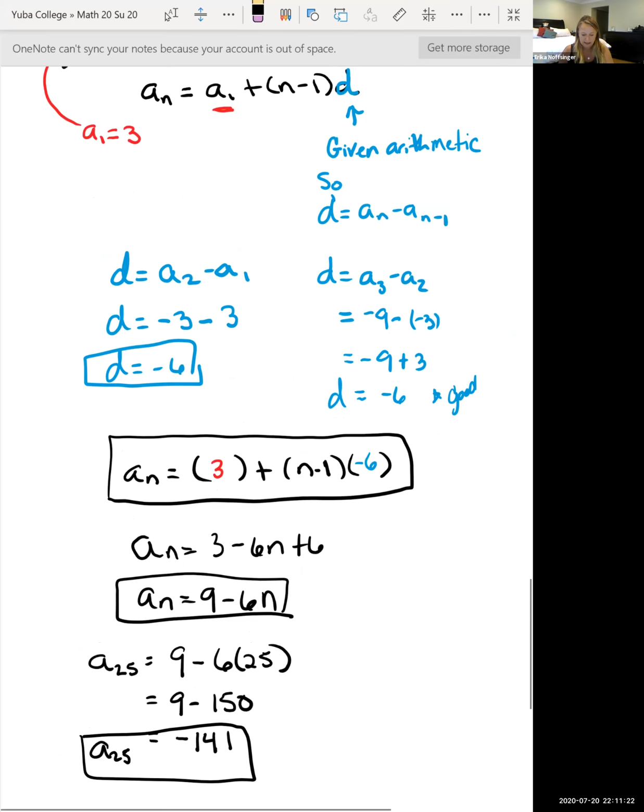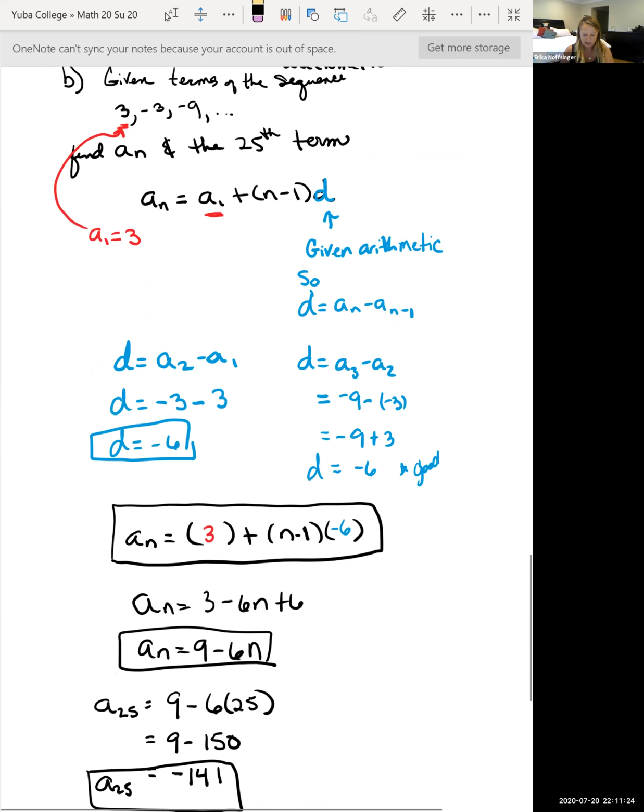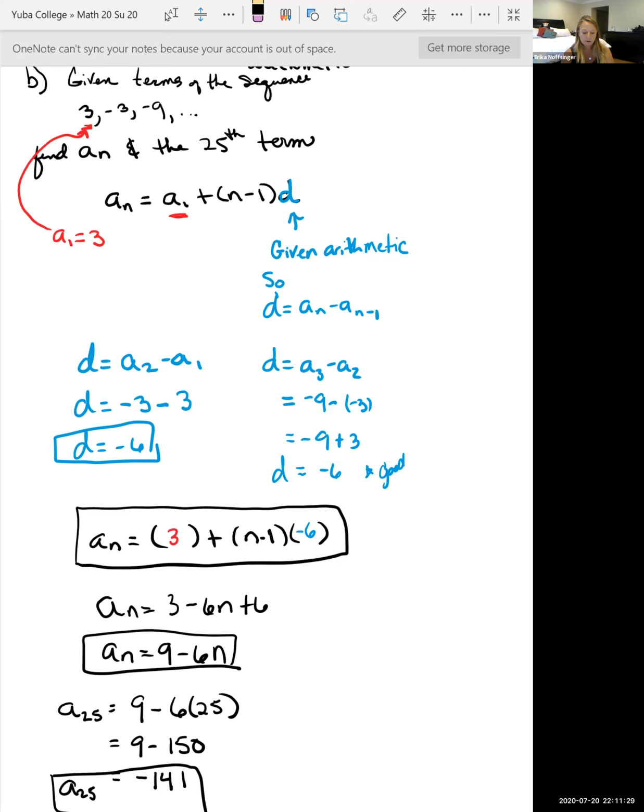Does that kind of make sense? Look at your result. Would that make sense? If I kept on subtracting 6 here from the term right before it, would it make sense that I would get down to negative 141 on the 25th time? Which makes sense to me.